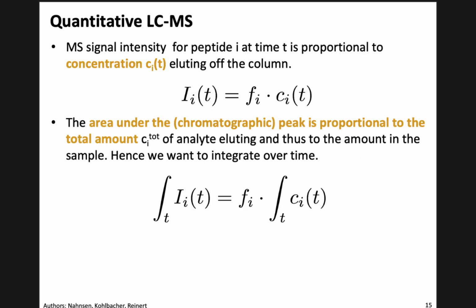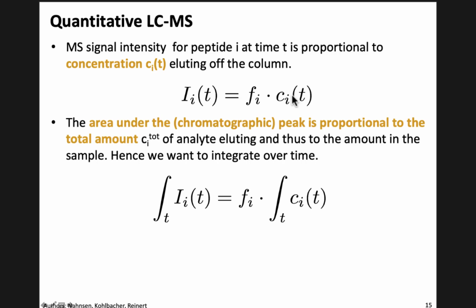So if we try to formalize that a bit, we could say the MS signal intensity is proportional to the concentration eluting off the column, and this factor in this proportionality here, that's our sensitivity for this particular analyte. And what we record is this intensity as a function of time for the analyte I, which means we're looking at one particular mass. Different analytes come with different masses. And we can just say the intensity as a function of time is this proportionality factor times the concentration at the end of the column.